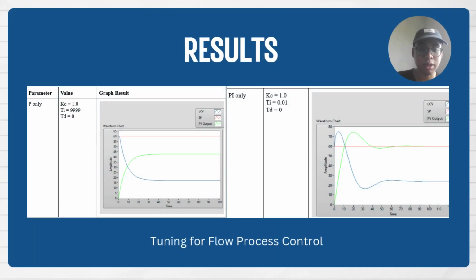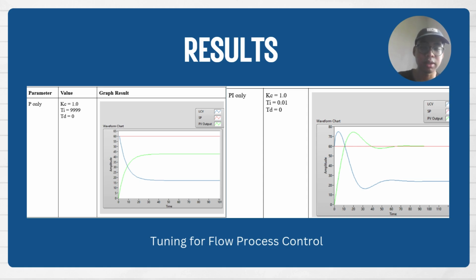Here is our graph results. On the left is our P controller only. We set the KC to 1 and TI to 9999, which basically is overflow and is basically 0. On the graph result we can see that it has a very fast rise, but it reaches almost to the set point and stabilizes below it. This is because it directly reacts to error, but it cannot eliminate the error completely.